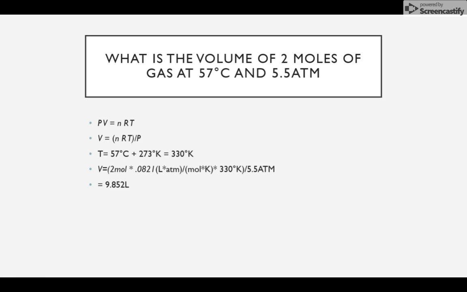So now that we have our temperature in Kelvin, we can plug our numbers into the equation, and you have 2 moles times 0.0821, which is our gas constant, times our temperature, which is 330. And then you're going to divide that whole number by 5.5 atmospheres, and you're going to get 9.825 liters. Volume is always in liters, but everything else is going to cancel out. So this atmosphere cancels with this one, this mole cancels with this one, and this Kelvin cancels with this one and leaves us just this liter.